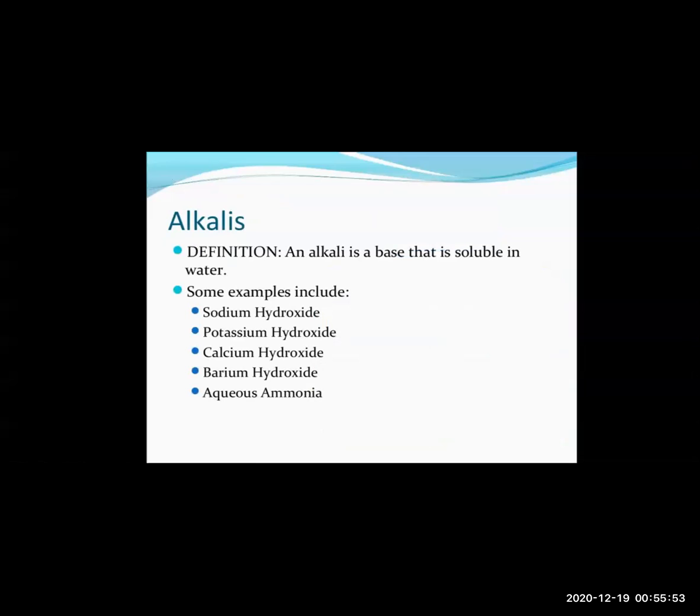Okay, now what is alkali? Alkali is the base that is soluble in water. I told you that bases are divided into two forms, soluble and insoluble. So soluble forms are further divided into alkalis, and insoluble forms are divided into metal oxides and hydroxides. Okay, some examples. What are the examples of alkali? Sodium hydroxide, potassium hydroxide, calcium hydroxide, barium hydroxide, aqueous ammonia. These are all the examples of the alkalis.